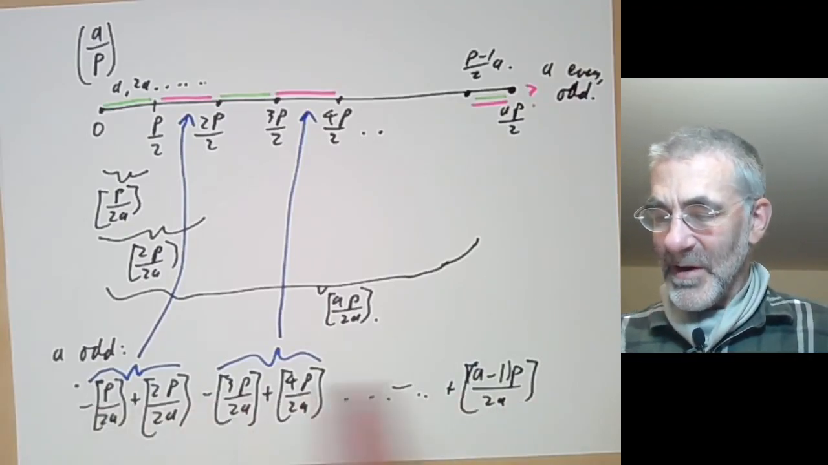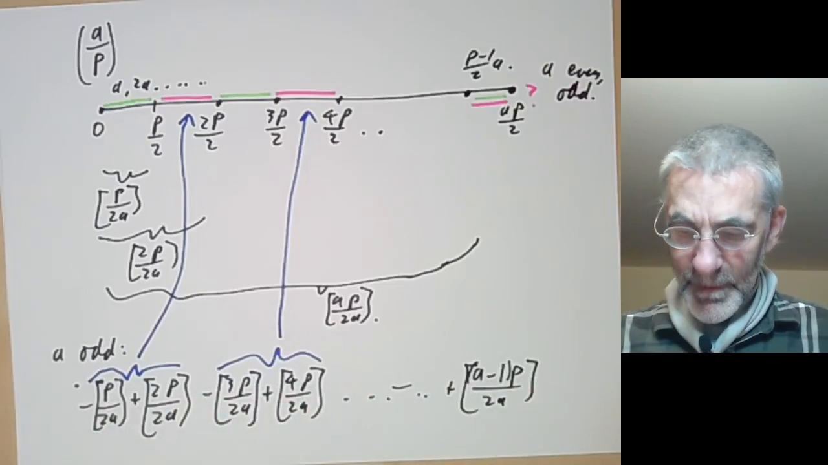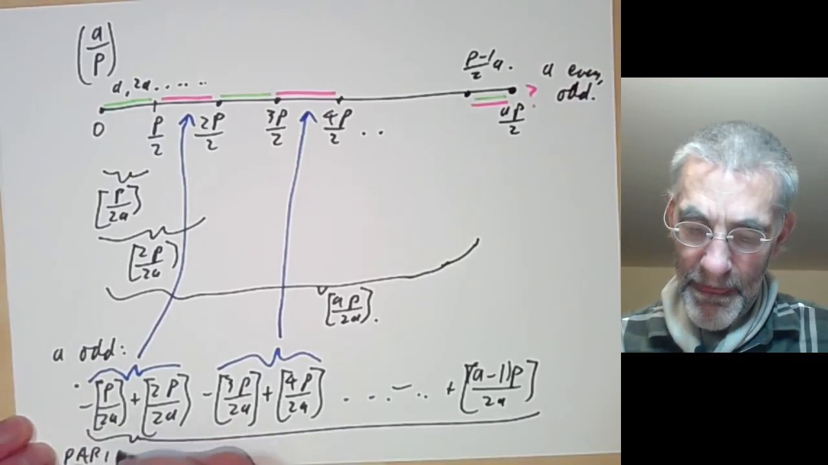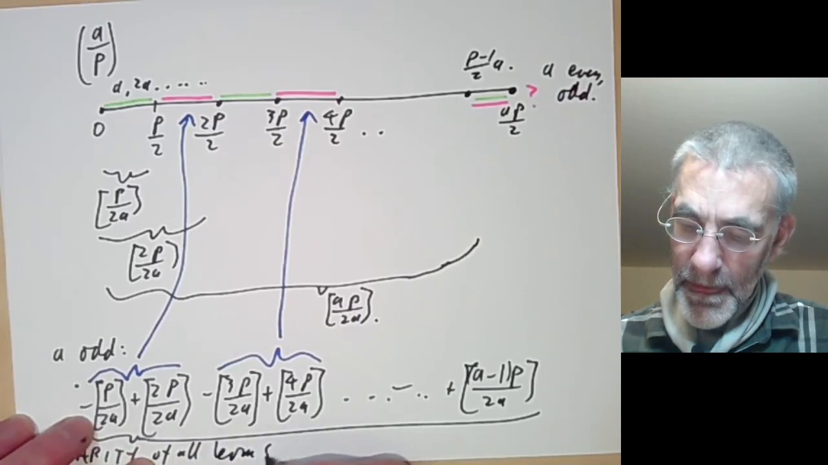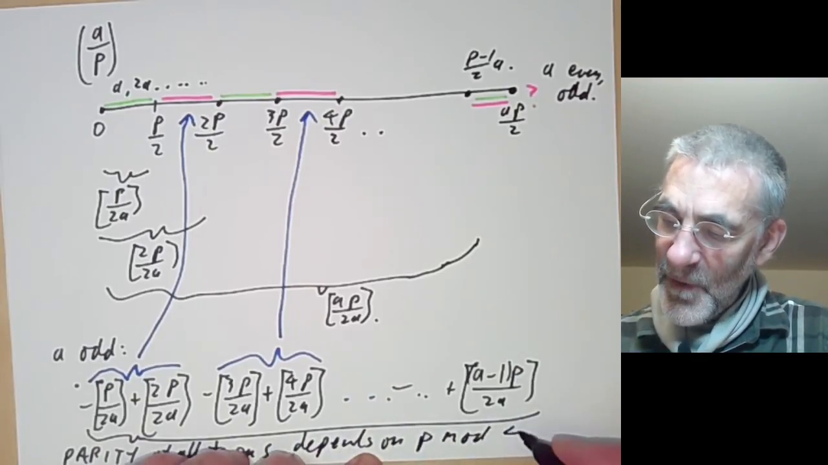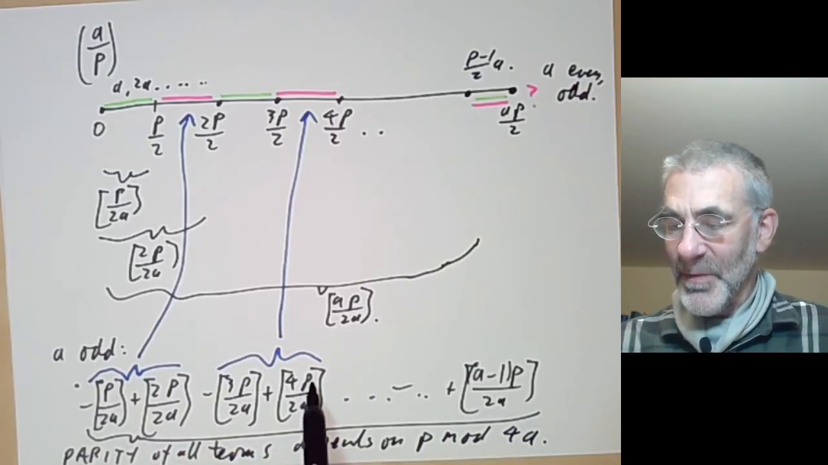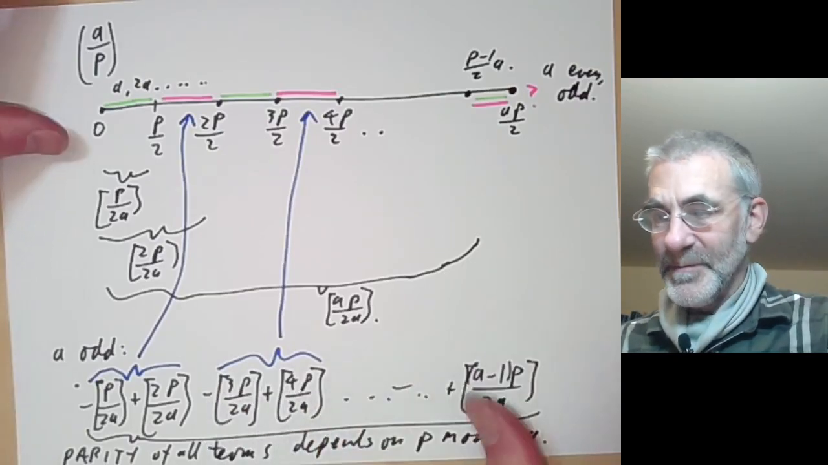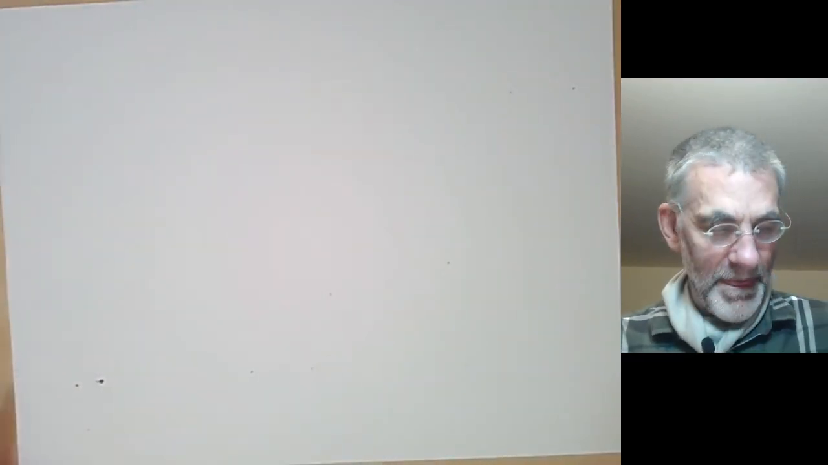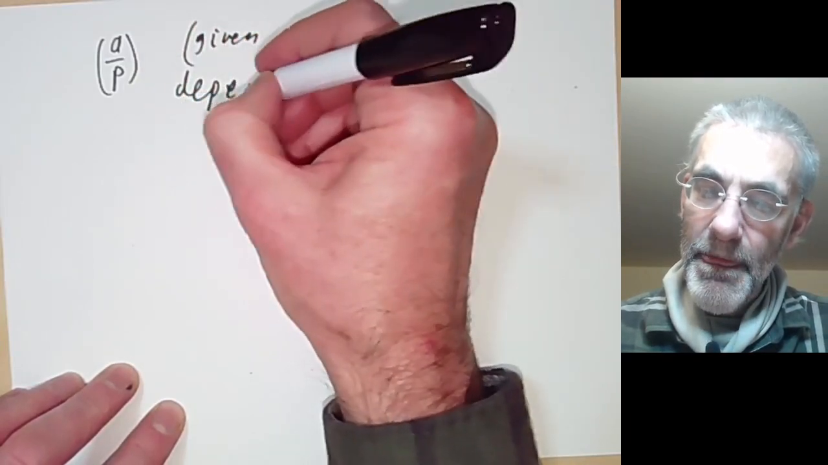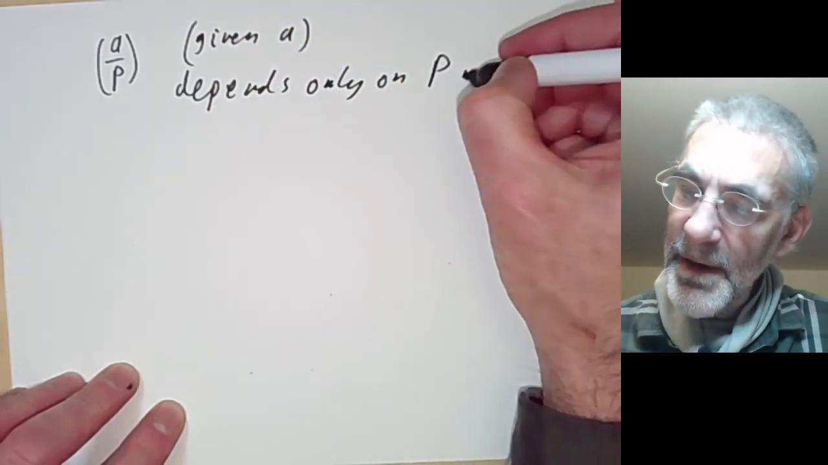Well, this sum looks like a bit of a mess. However, it has the following very nice property. The parity of all terms depends only on p modulo 4a. You see, if you add 4a to this number p, then all these numbers here are only going to vary by an even amount. So what we see is that the quadratic residue symbol, given a number a, depends only on p modulo 4a.